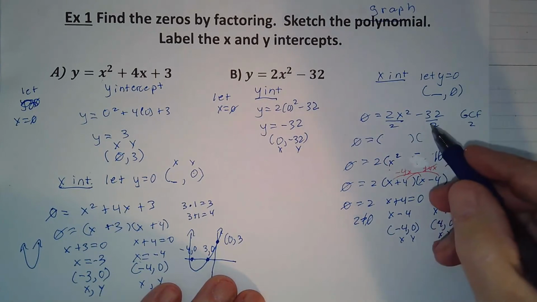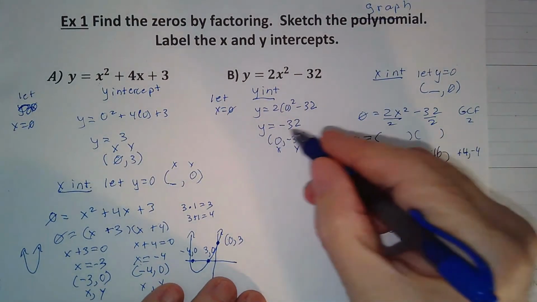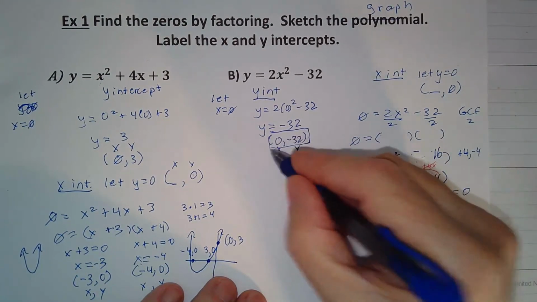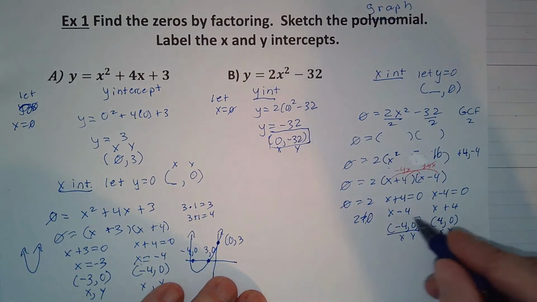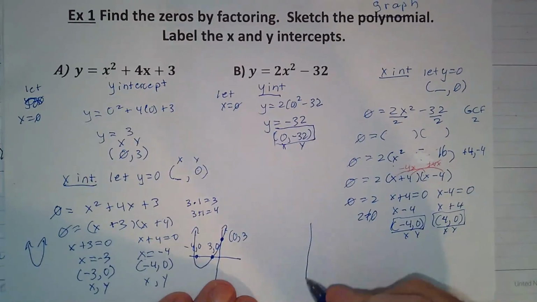And these are, of course, your x-intercepts. So here's your y-intercept. Here are your two x-intercepts. All right? So you can graph those.